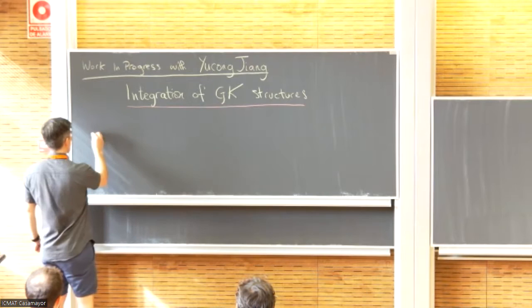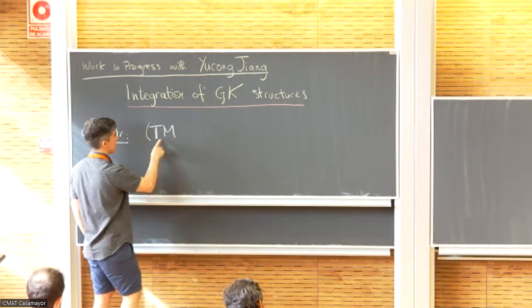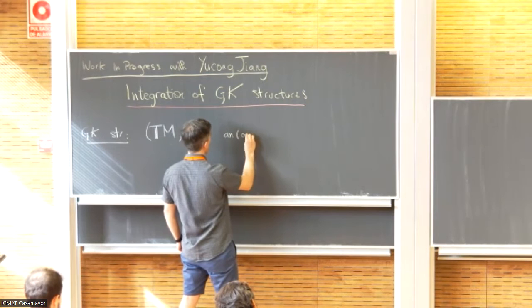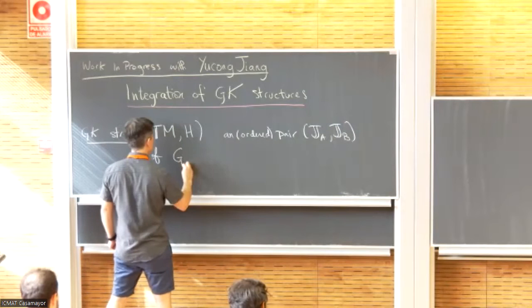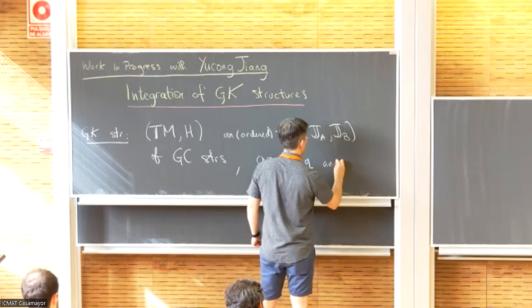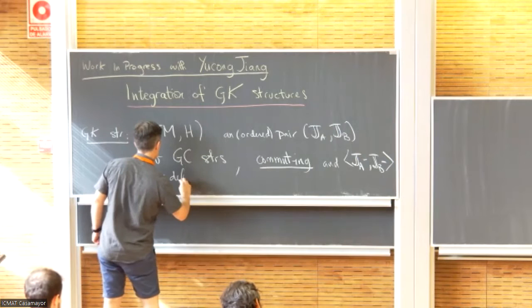So let's go back to what is a generalized Kähler structure. The definition of a generalized Kähler structure is very simple. We have a manifold. We have its T plus T star, that's what I mean by this bold T plus T star, with a three-form H. And we have a pair, an ordered pair, J_A and J_B, of generalized complex structures which commute and which have the property that when you combine them together, we get a positive definite metric on T plus T star.